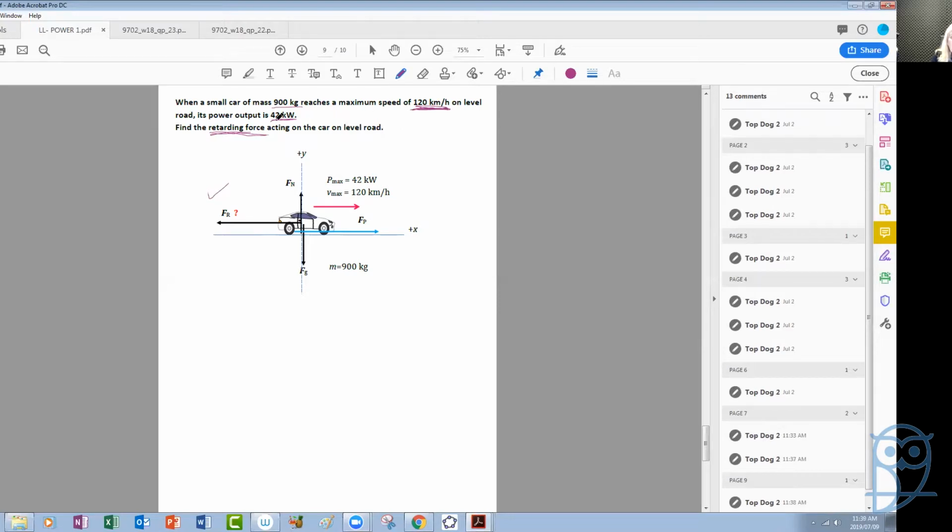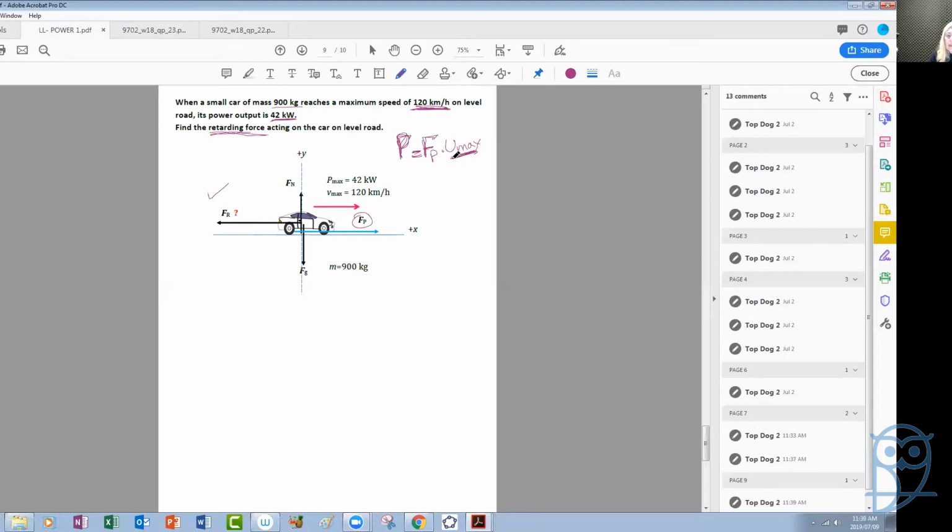All right, so we know the power output, which means, in general, the power output is equal to the net force, the force that propels the car, the propelling force of the car, times the maximum velocity of the car. Obviously, this is the maximum power output of the car, since we're talking about the maximum velocity or the maximum speed.